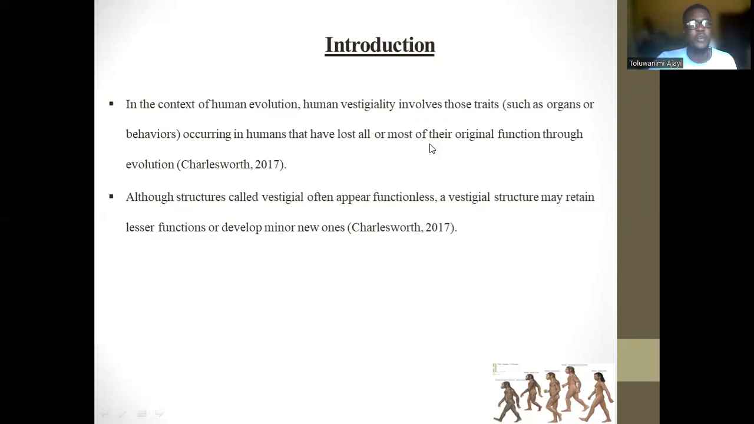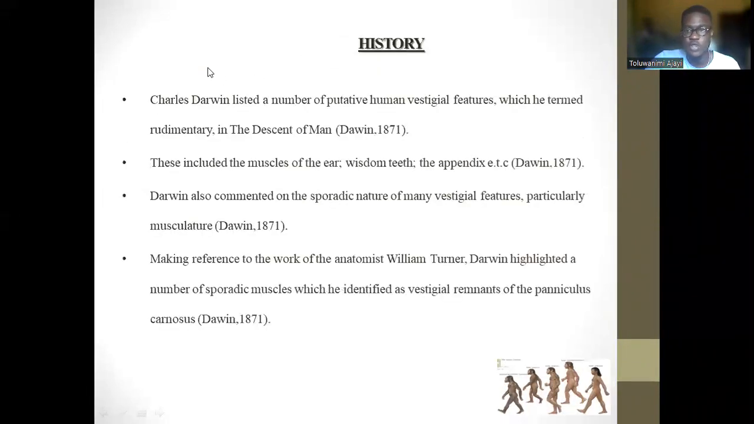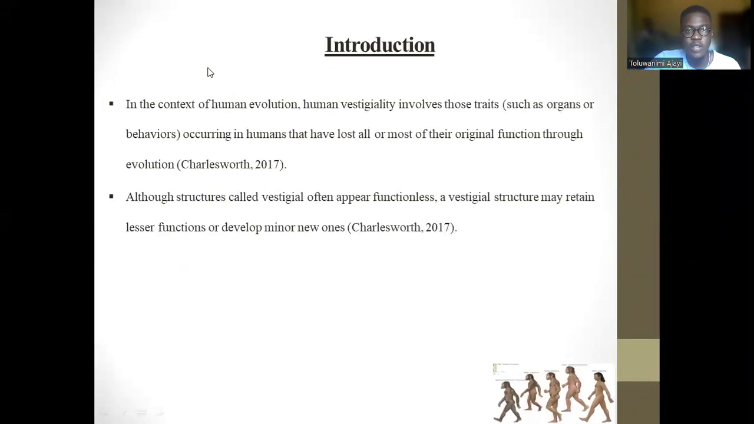I will be presenting the topic titled Vestigiality, the Myth and Reality. Now, if you've had prior knowledge of biology or some evolution studies, you would bear witness with me that you have heard or come across a concept called vestigial structures, or vestigiality. And prior to now, vestigial structures have been said to be structures whose functions have completely been lost, right?